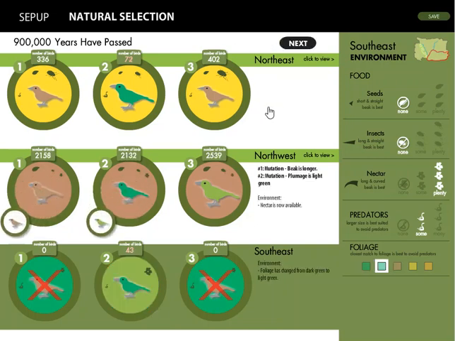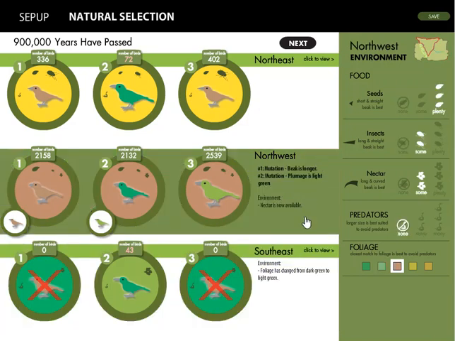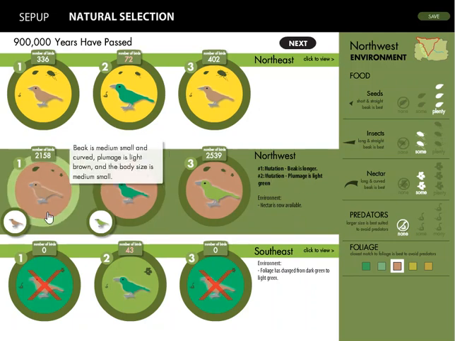Okay, 900,000 years, and we're almost done. In the Northwest, we've had two changes, two mutations, and one change to the environment. So let's see, Northwest, they had all kinds of food relevant, and now they have their nectar back. So they had lost it before, and now it's returned. The first population has a longer beak.